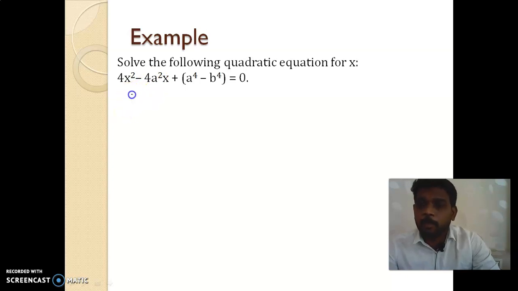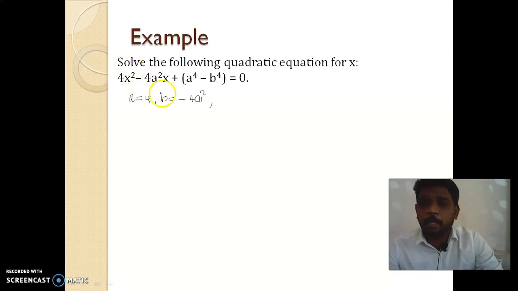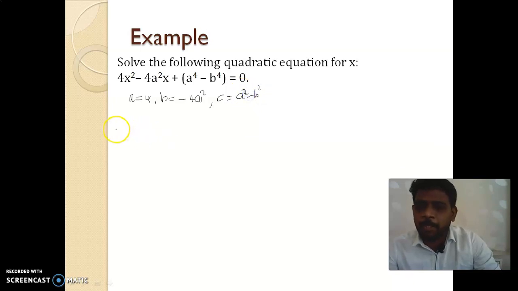Here a is nothing but 4, and what is b? So b is nothing but the coefficient of x, fully we can take, that is minus 4a square also. Except x, we should take everything. And similarly for a, except x square you can take all the coefficients that are given. And what is the c value? That is a square minus b square. That is nothing but the c value here.